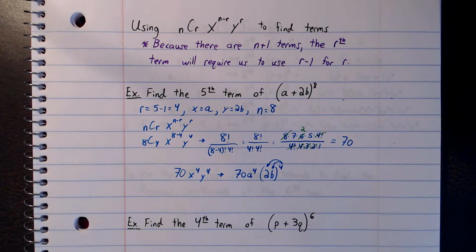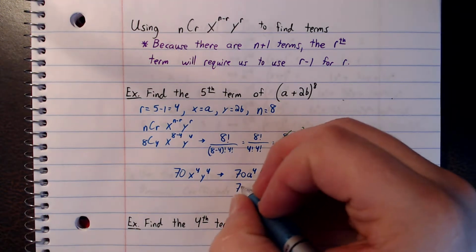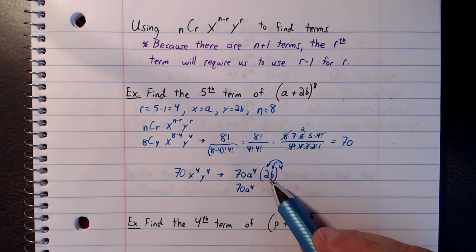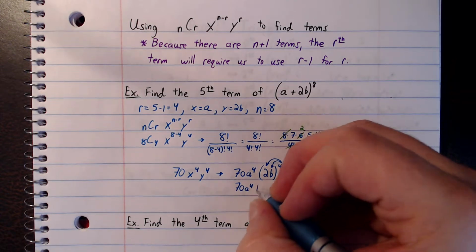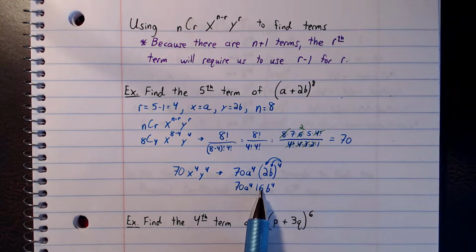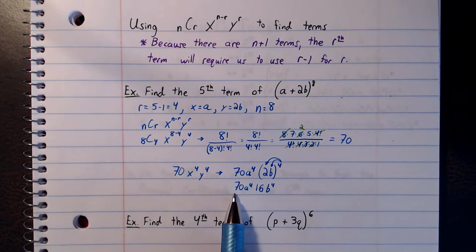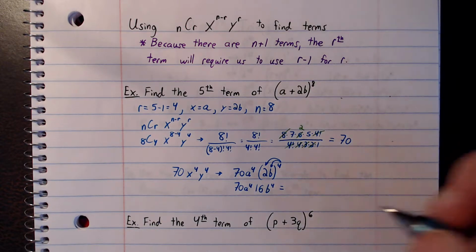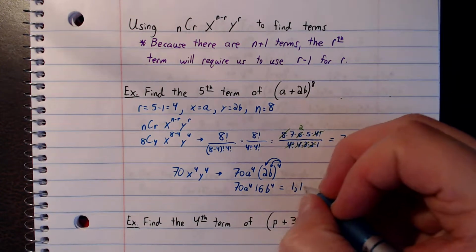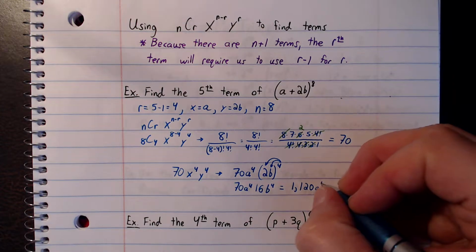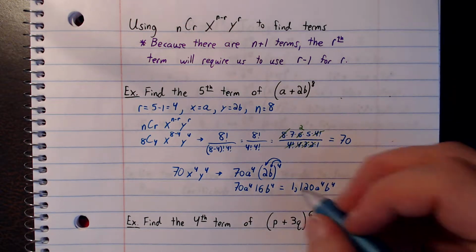Okay, so let's see. A to the 4th. 2 to the 4th. 2 times 2 is 4. Times 2 is 8. Times 2 is 16. B to the 4th. Now I have numbers that I can multiply comfortably. 70 times 16. I can either do that in my head or on the calculator. That's going to be 1,120 times a to the 4th, b to the 4th.